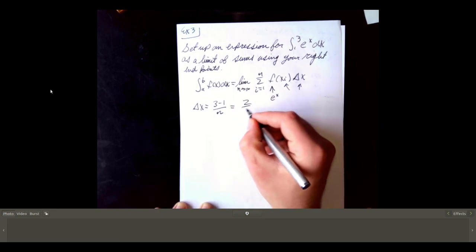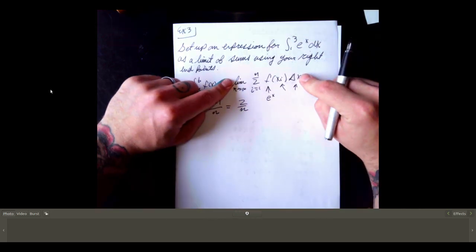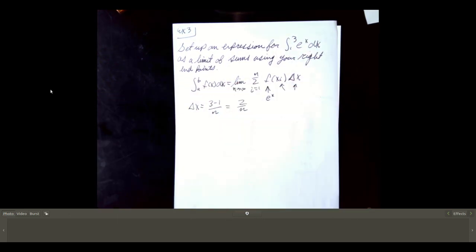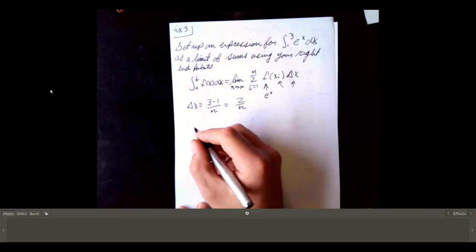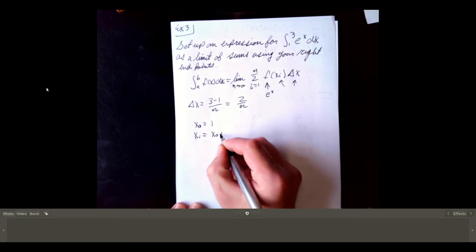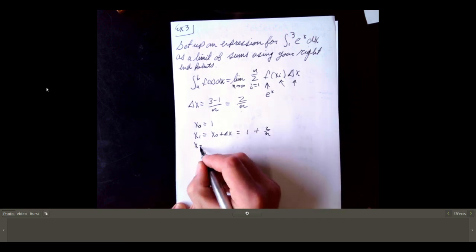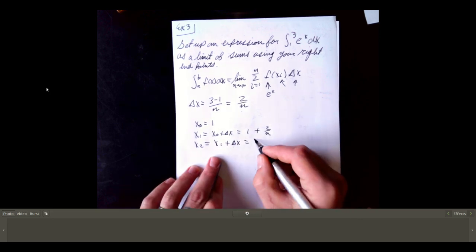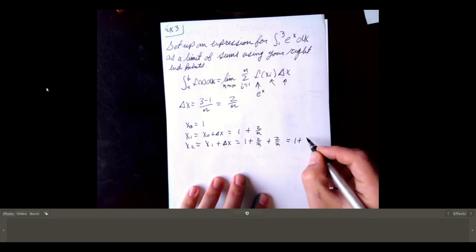That's going to be equal to 2 divided by n. You get n's when you're evaluating limits of sums, and you get numbers when you're evaluating definite integrals. So 2 to the n, and we need our xi's. So x0 is going to be our starting point. x1 is going to be equal to x0 plus delta x, or 1 plus 2 over n. x2 is going to be x1 plus delta x, which is 1 plus 2 over n plus 2 over n, which gives us 1 plus 4 over n.